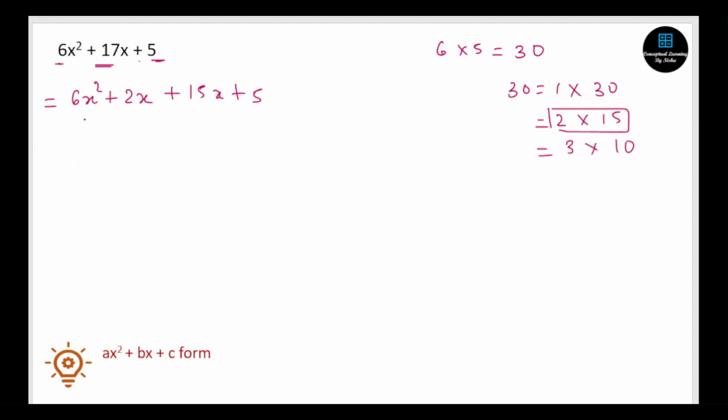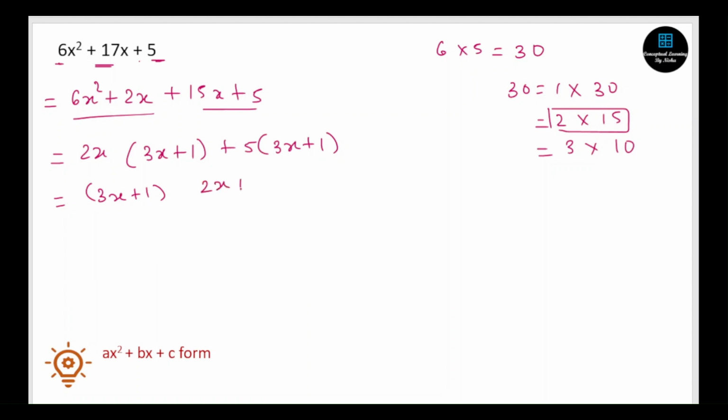What do we get here? By grouping and factoring, the common factor of 6x square plus 2x is 2x. So what do we get? 3x plus 1. 5 is common for these two, so I'll get 3x plus 1. And when I take 3x plus 1 as the common factor, I'll get 3x plus 1, 2x plus 5. So this is how you will get this.